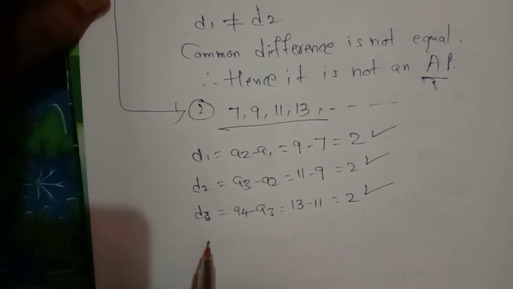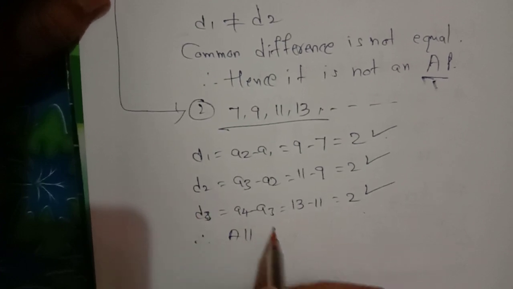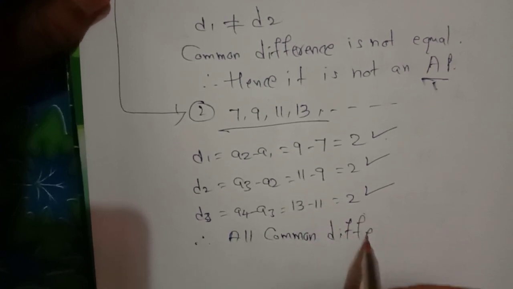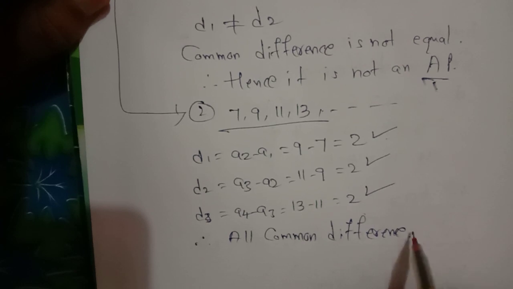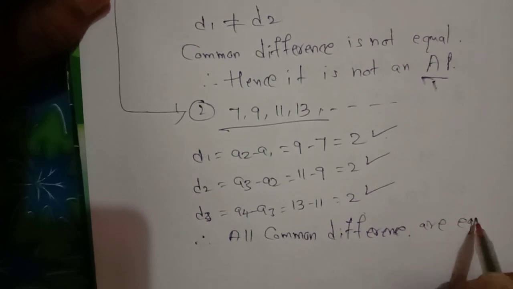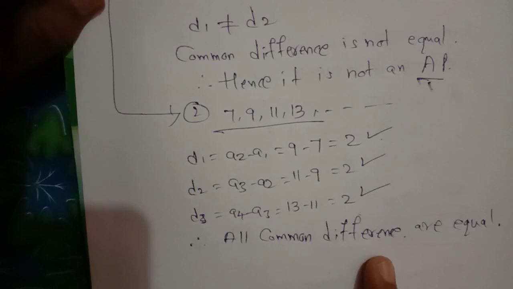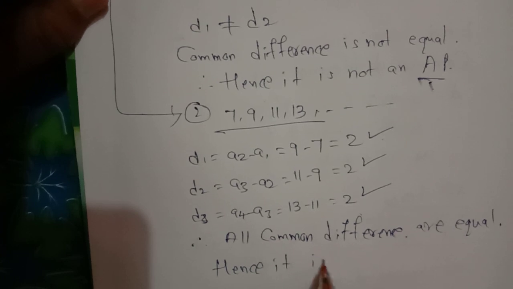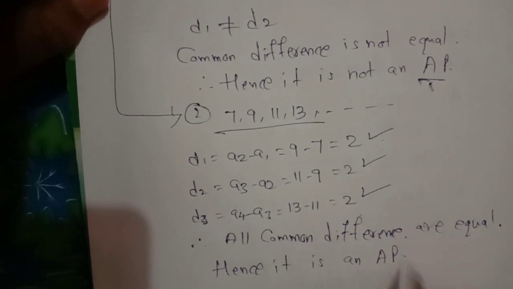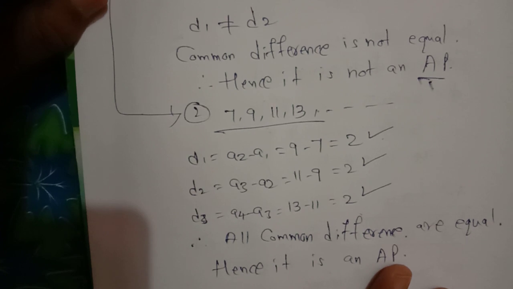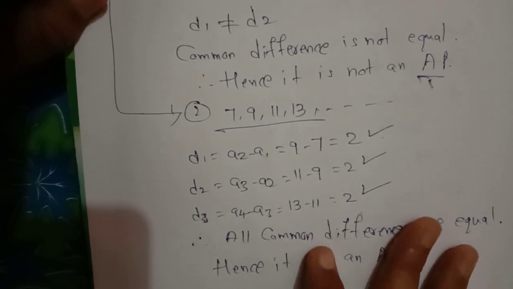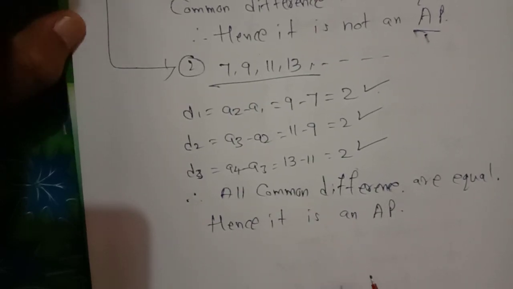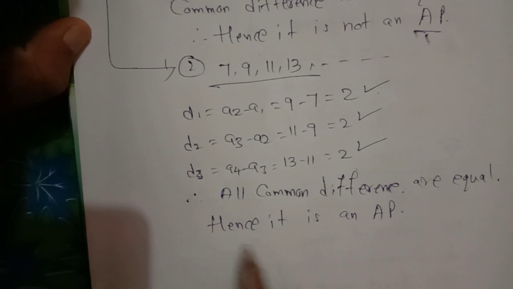So what we can write here, therefore all common differences are equal. Sure, they are all equal. So hence it is an AP. So we can say that it is an AP. So I think what is an AP and what is not an AP, you have understood. Okay students, this we have to follow.